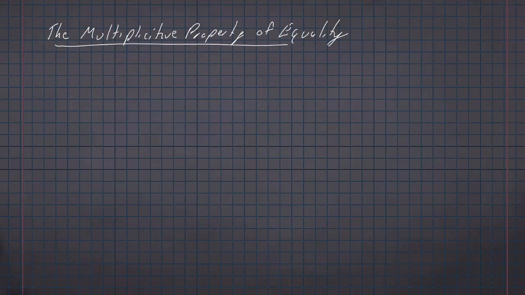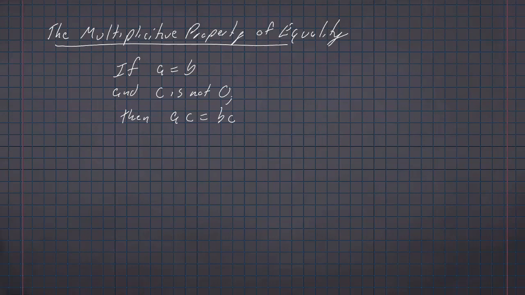Another pretentious sounding rule, the multiplicative property of equality. If A is equal to B and C is not 0, then A times C is equal to B times C, and A divided by C is equal to B divided by C. This is another rule that will allow us to solve a number of equations.